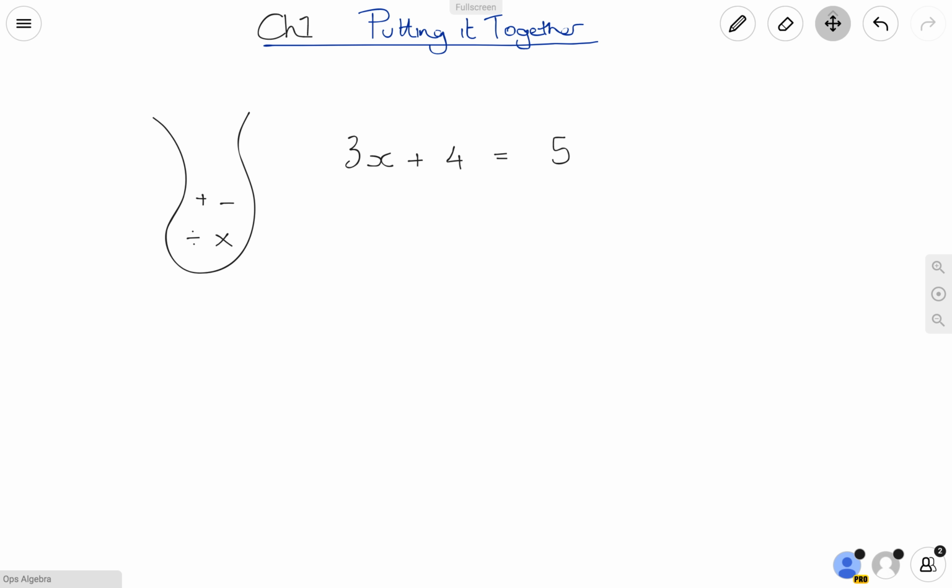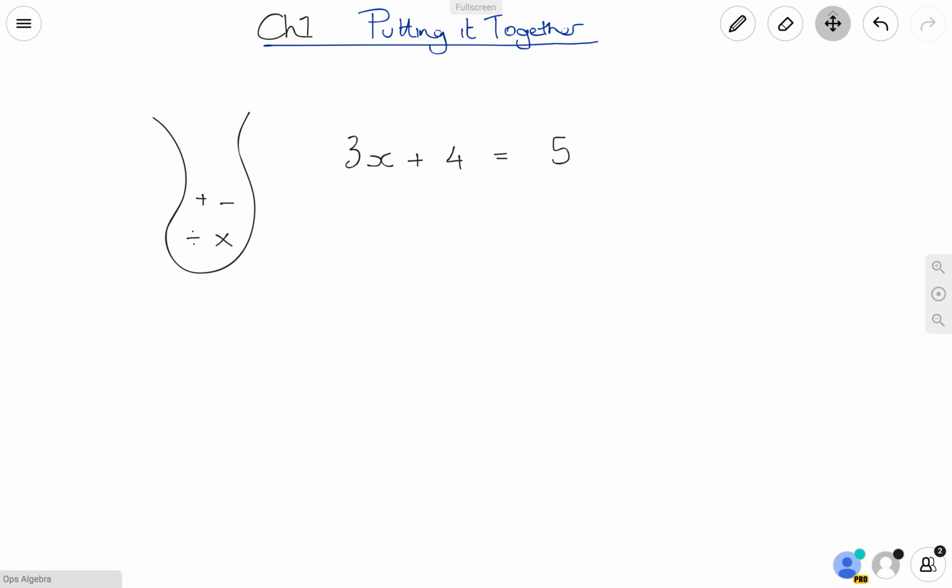How do we do that? What's annoying our x in this case? Well, we have two things annoying it. We've got the plus 4 and the 3. If these numbers weren't there, I'd just have x on its own and I'd have solved the answer. Which one do we want to get rid of first? Well, we can get rid of either, as long as you do it correctly.